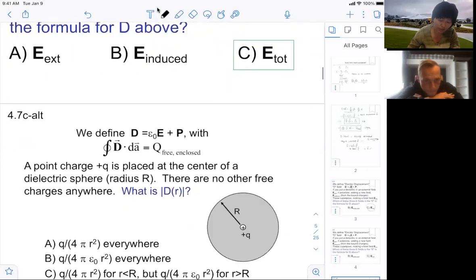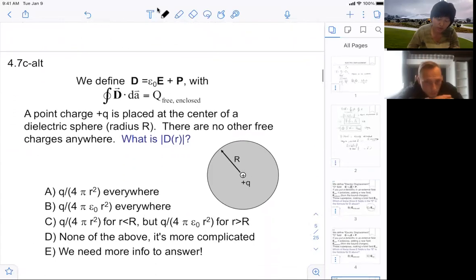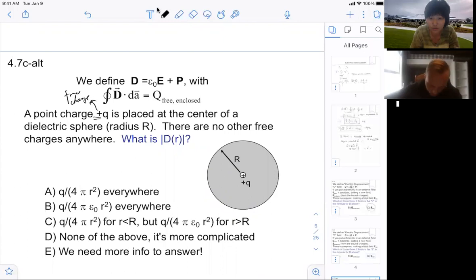So let's look at one example. Okay, so what do we have? We have a sphere. It's a dielectric, so it's not a conductor. It's just a non-conducting material sphere. And you injected a positive Q, that's the free charge, this is the free charge that you have control over, and you placed it at the center of the sphere. So you can see the sphere is now going to be polarized due to the positive Q. There are no other free charges elsewhere. So what is D? Let's calculate it.